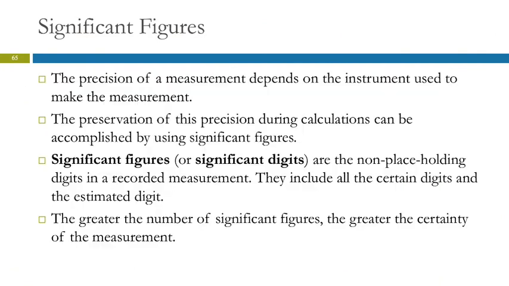So the precision of a measurement depends on the instrument used to make that measurement. When we do calculations, our calculator doesn't understand the precision of our measurements. And when we divide or multiply especially, we can end up with all kinds of digits, and they don't necessarily mean anything. And so to preserve the amount of precision, we have mostly two choices: differential calculus, or significant figures.